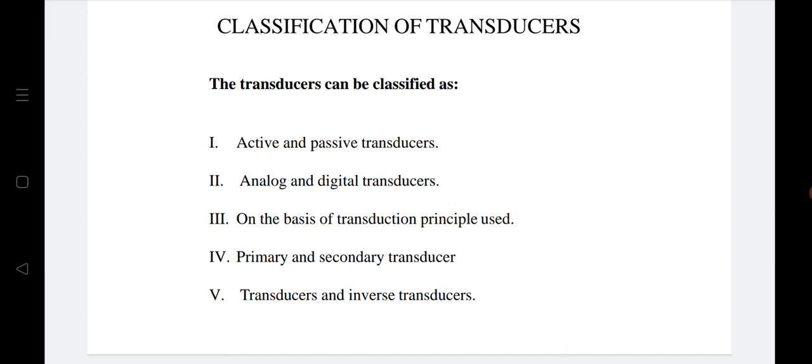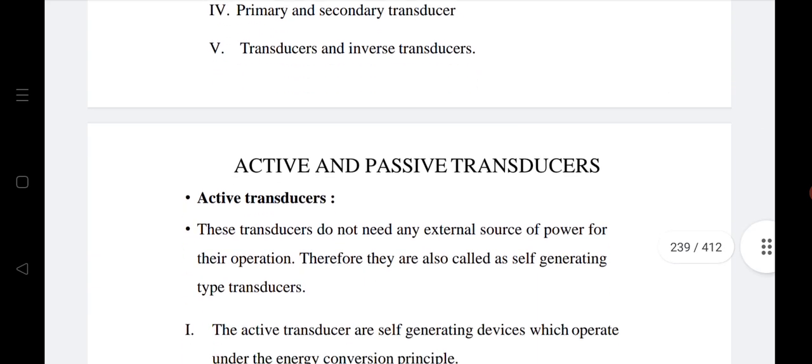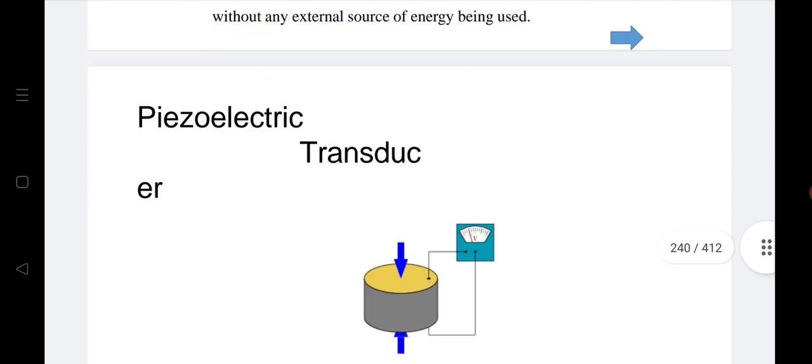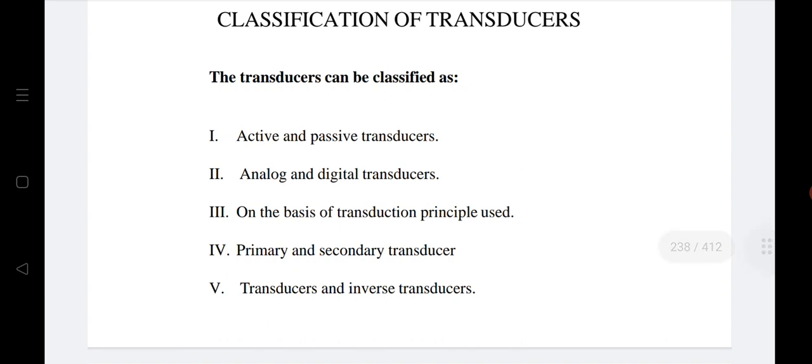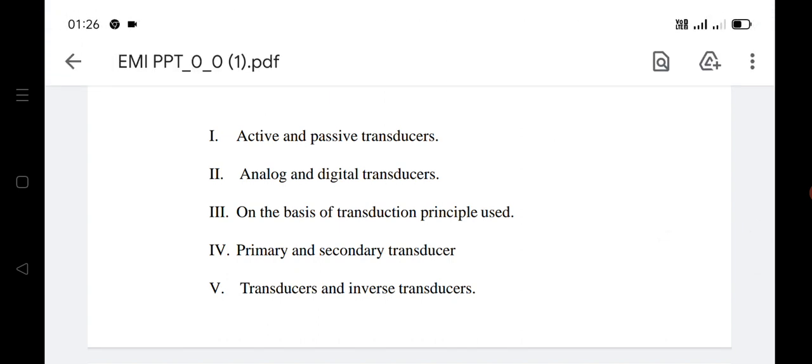Internally we are going to see what the different types of transducers are in active transducers, and in passive transducers, and so on. In primary and secondary transducers and inverse transducers, all those things we will see one by one in the coming classes. In the next class we will be seeing the classification of transducers.